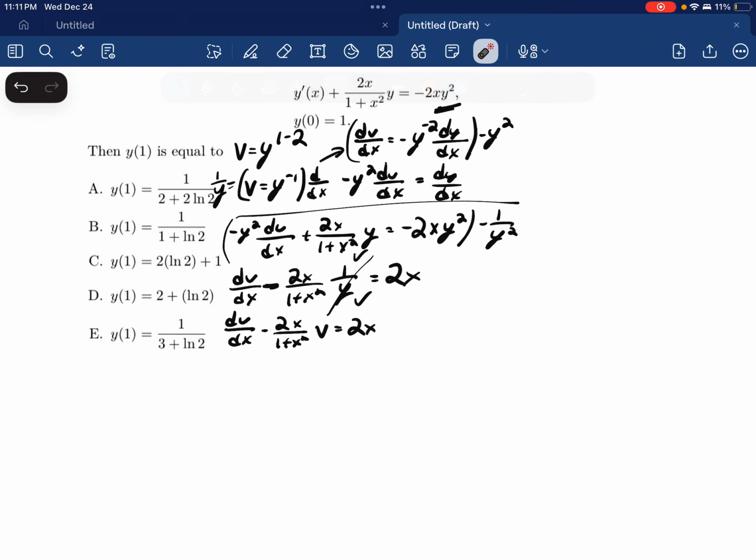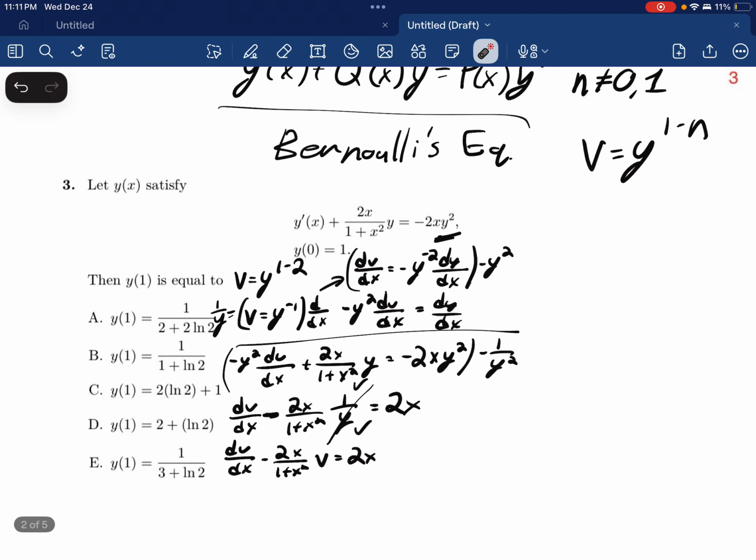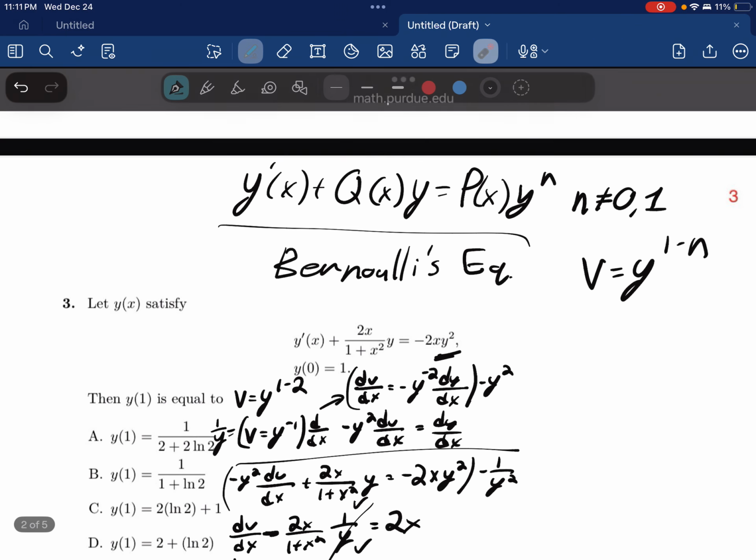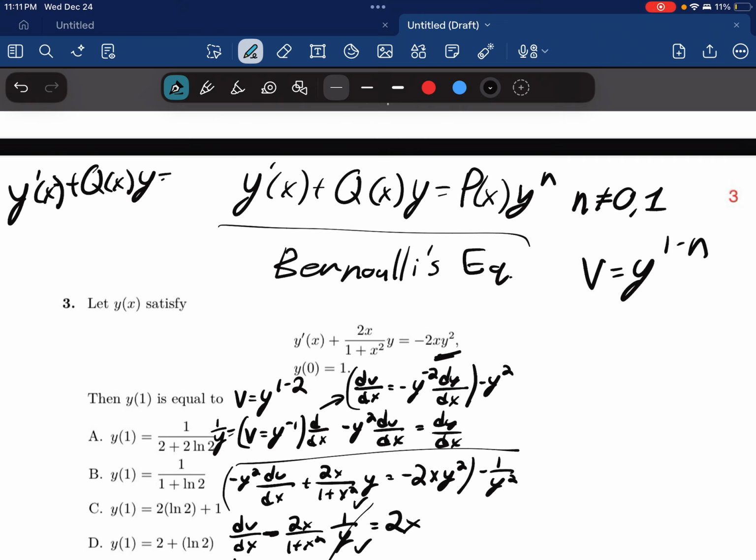Okay, now this is looking like a real first-order linear differential equation, which is what we talked about earlier, right? Which follows the form y prime of x plus q of x y equal to p of x. And we know how to solve these.